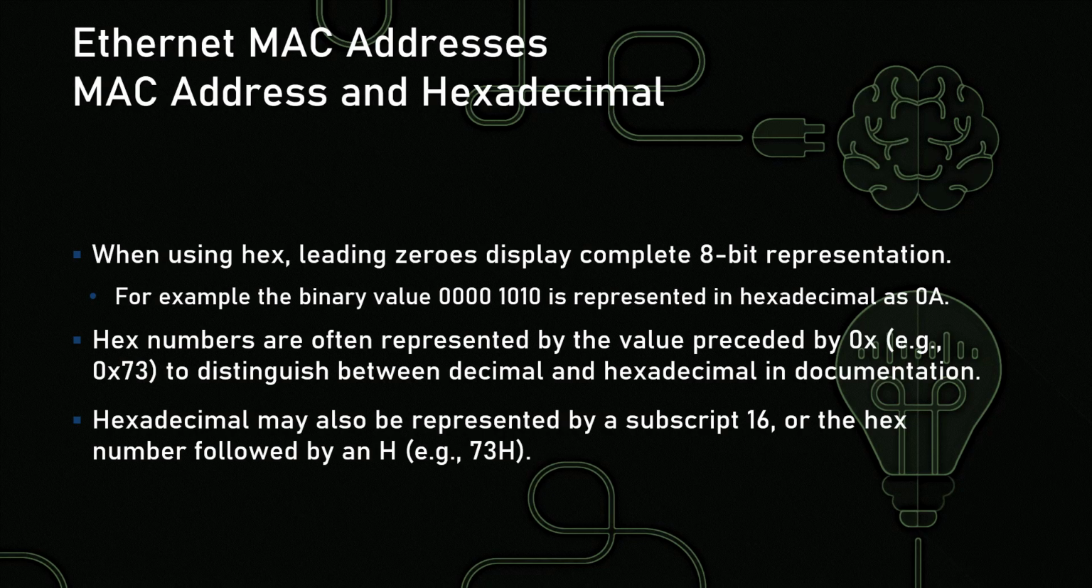Hex numbers are often represented by the value preceded by 0x. So 0x73 is the representation they give us in this example. And that helps us to distinguish between decimal and hexadecimal. Decimal 73 is very different than hexadecimal 73.